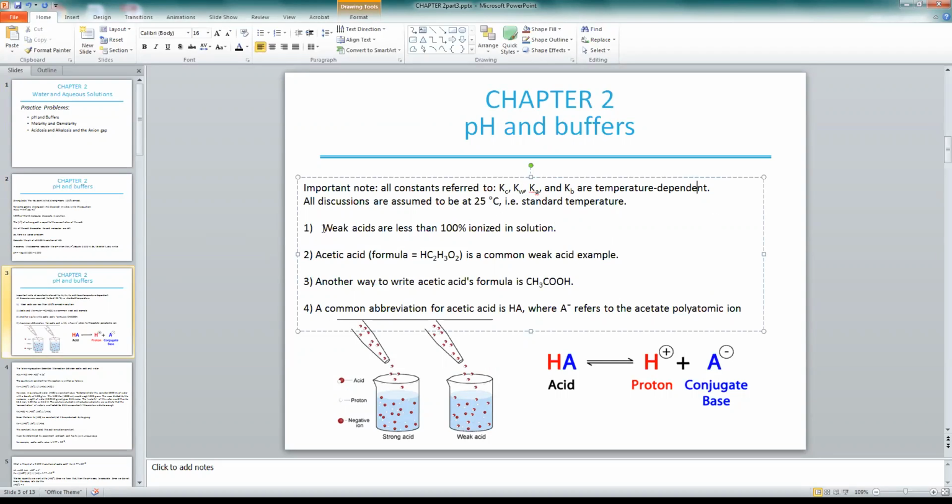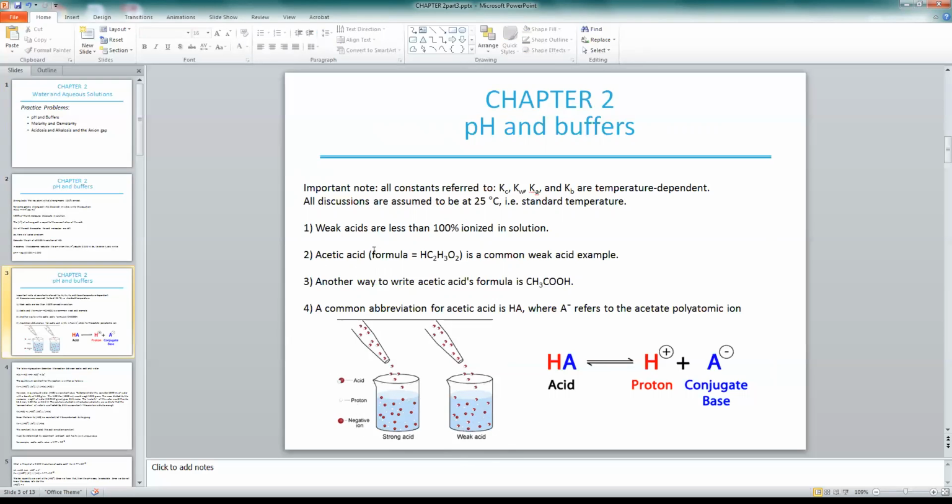And so weak acids are going to be less than 100% ionized in solution. You can think about that in terms of the diagram that I've shown here. If I put a strong acid into solution, you'll notice that all of the white and all of the red, the proton and the negative ion, completely separate. Whereas for a weak acid, you'll notice that in solution, the predominant form is actually the acid itself. There's not as much dissociation into the proton and the negative ion.